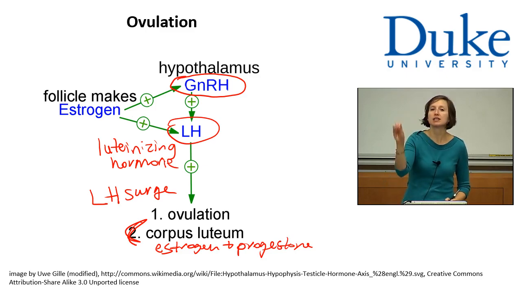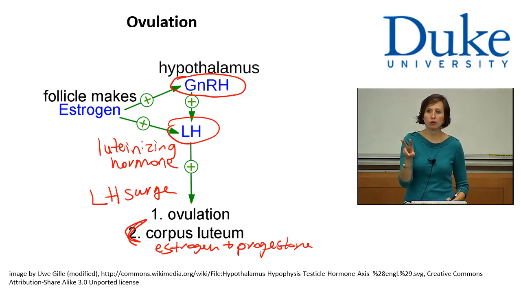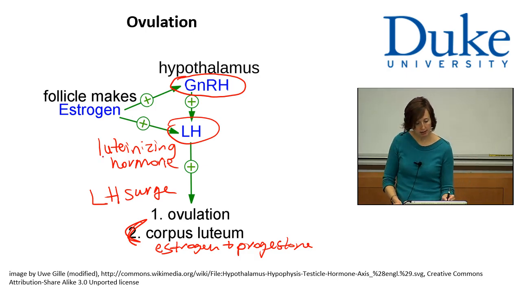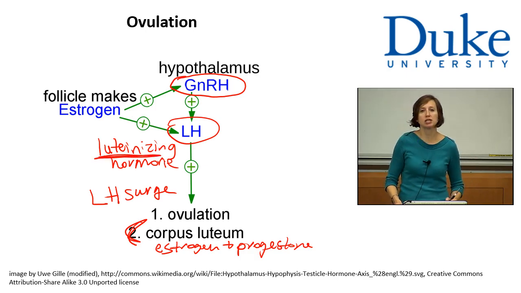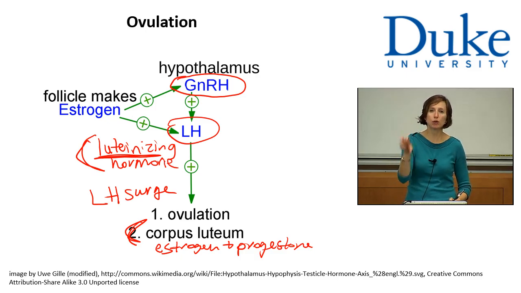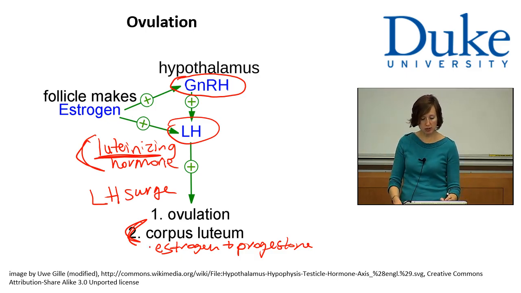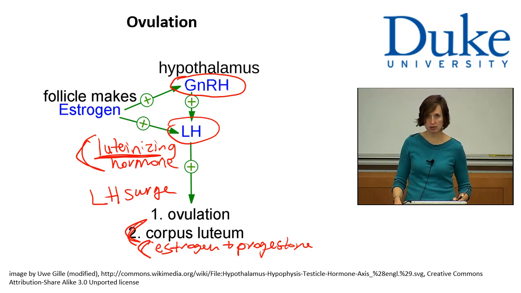So the effects of this LH surge are twofold. It causes ovulation, the release of the egg, and it causes corpus luteum formation. So this is basically the luteinizing effect of LH, to form the corpus luteum. That's how it gets its name, as the luteinizing hormone. And we'll see the role of the corpus luteum now that it's producing estrogen and progesterone.